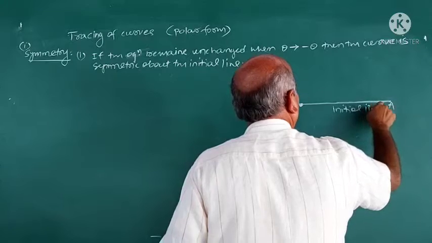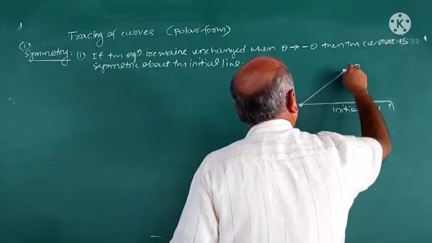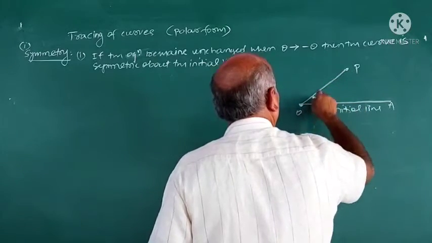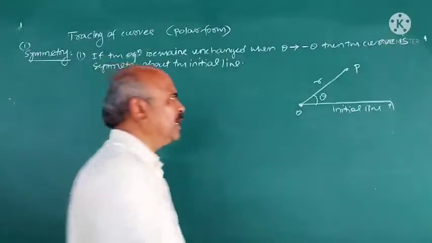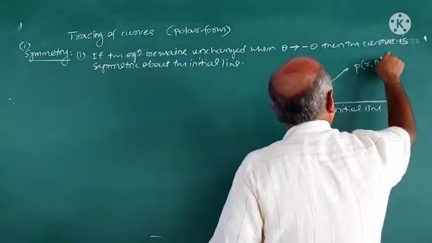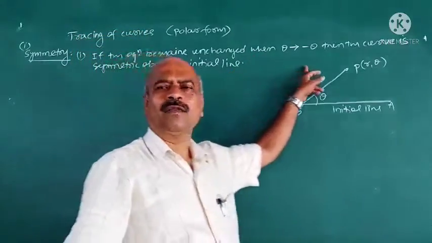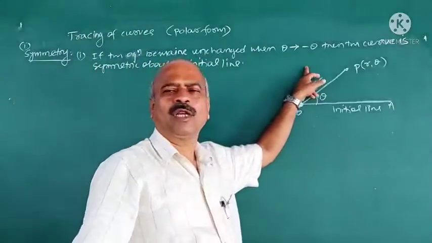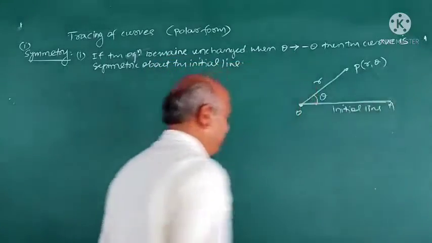And a point is represented. Suppose this is P and we join OP. If OP is r and the angle made by OP is theta, then the coordinates of P are (r, theta). Now if, when theta is changed to minus theta, the equation of the curve is unaltered, then the curve is symmetric about the initial line, this line.